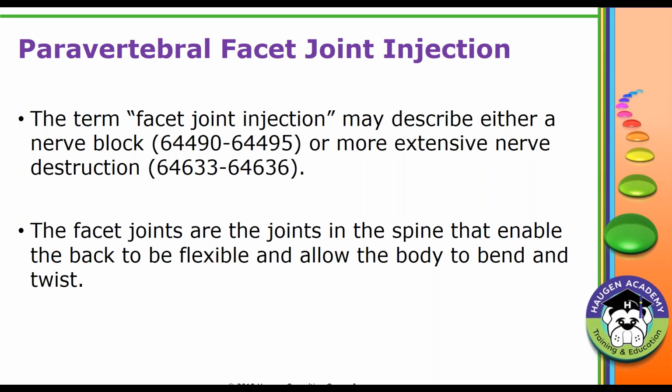But the facet joints are the joints in the spine that allow the back to be flexible and also allow our bodies to bend and twist. Nerves exit the spinal cord through these joints on their way to the other parts of the body. So we have our codes next.